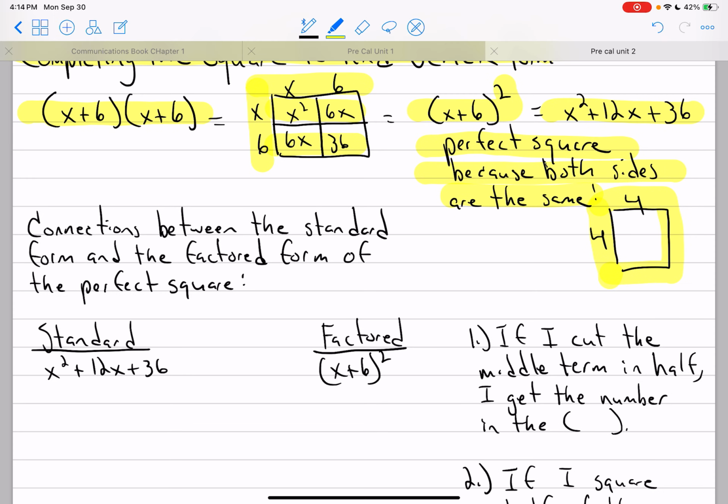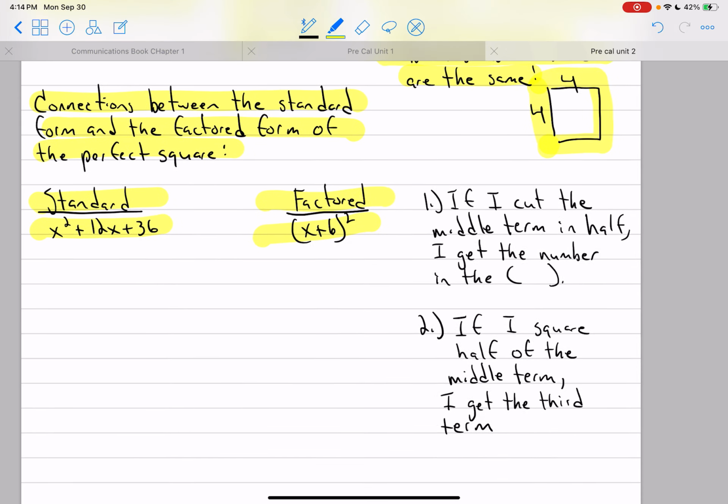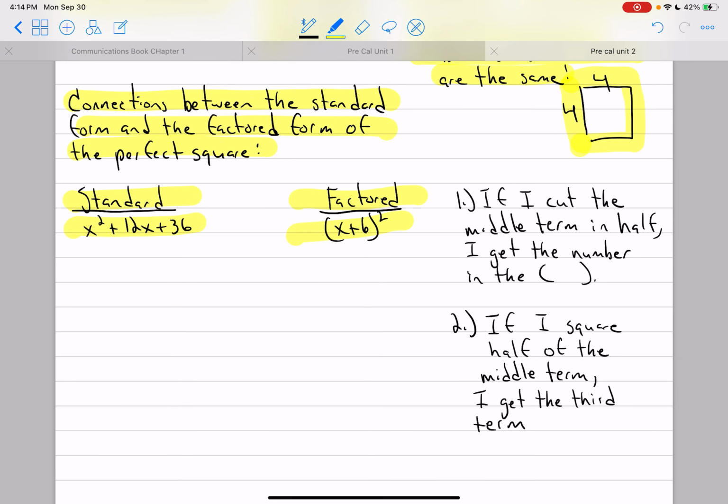Now, there are some connections that we have to make between the standard form and the factored form of a perfect square. So what are the connections that we have to make? First, we're going to take this same example. The standard form of this would have been x squared plus 12x plus 36. We've been working with stuff like that. The factored form of the same thing is (x + 6) squared. So there are a couple of things that I have to notice.